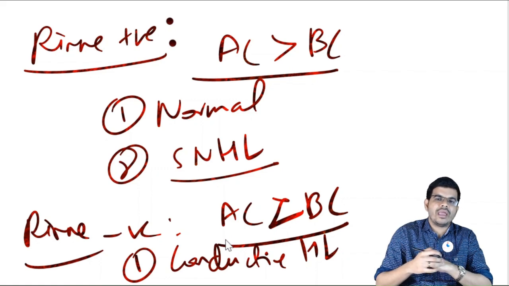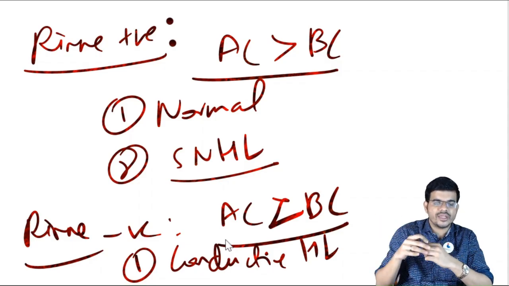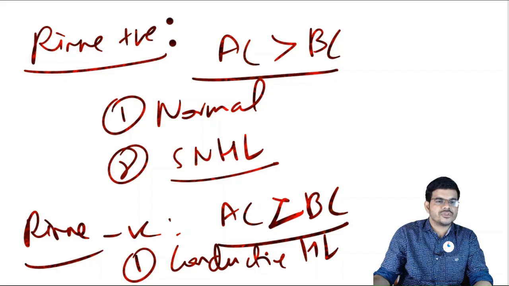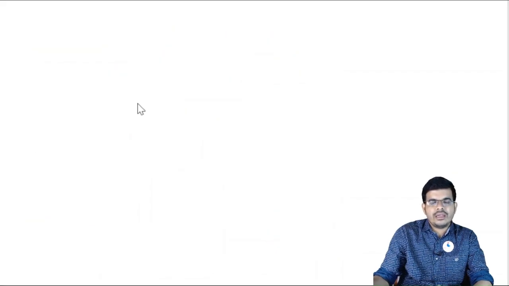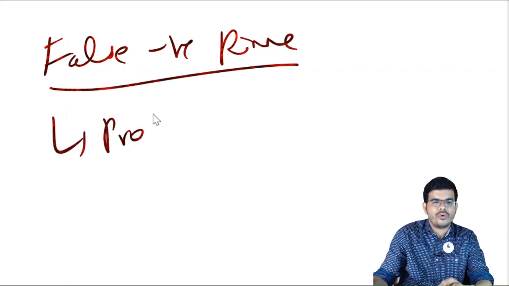And Rinne negative can also indicate another condition. What is that? Before that, why is it conductive hearing loss? If the external auditory canal or the middle ear is blocked due to some condition, the problem will occur in the conductive pathway, until reaching the foot plate of stapes. So it will be a conductive hearing loss. That is why in Rinne negative, when bone conduction is more than air conduction, it means it is a conductive hearing loss. And there is another condition called false negative Rinne. False negative Rinne can also occur, and that happens in profound SNHL.